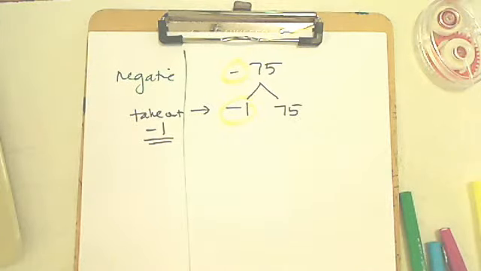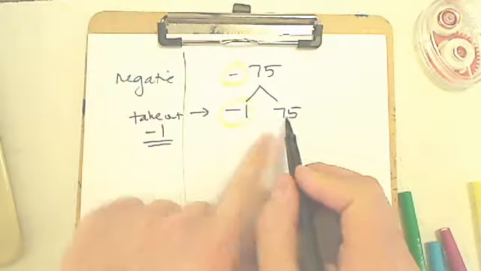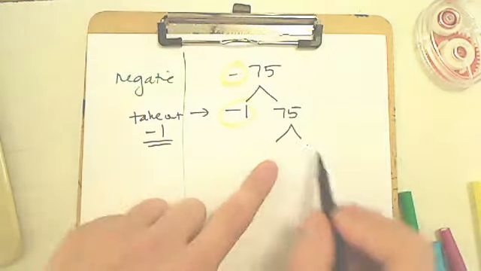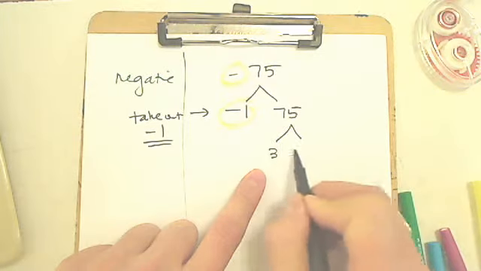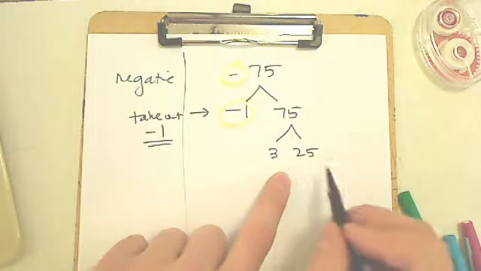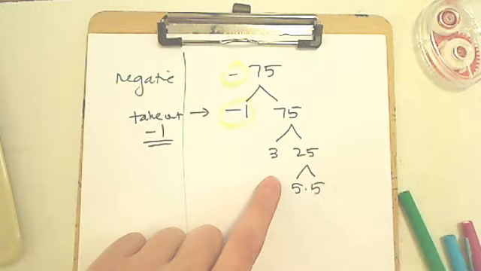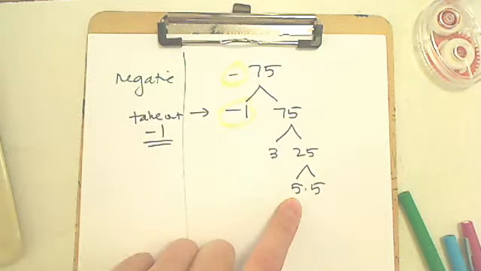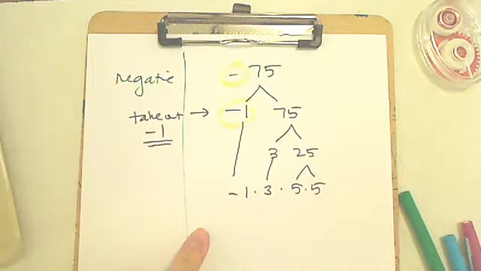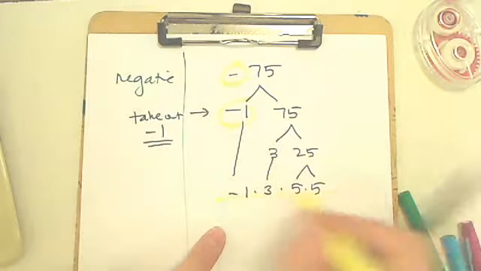Don't be confused now. So -1 is done. 75 is composite. I need to break it down, please. 3 times 25. 3 is prime. 25 is composite. 5 times 5. 5 and 5 are prime. I'm done. Bring down the 3. Complete out the tree. This is your prime factors.